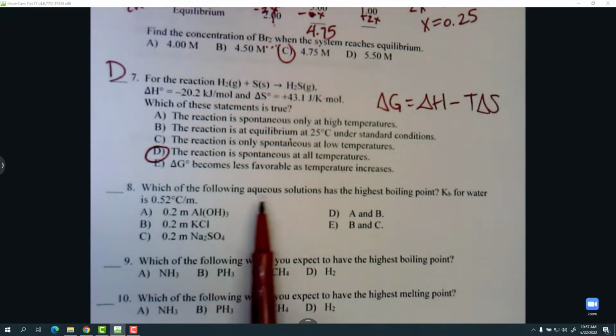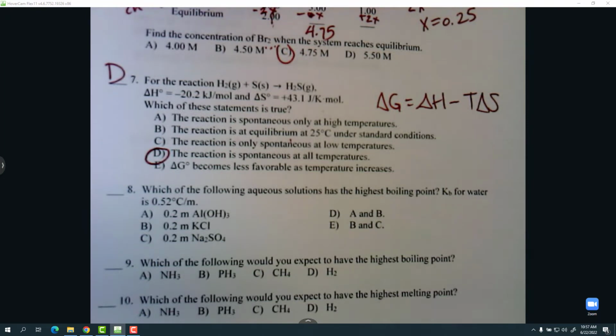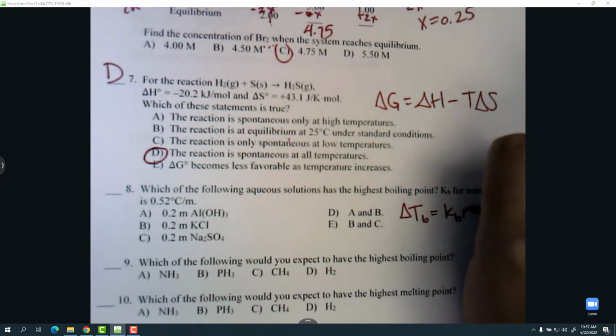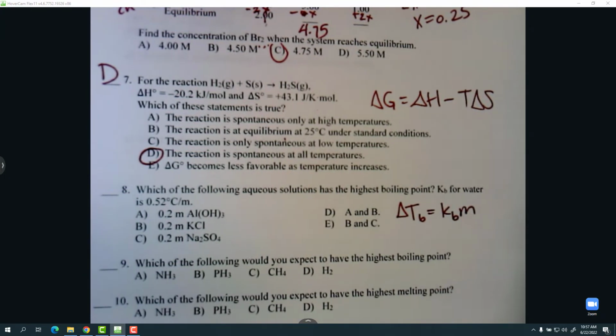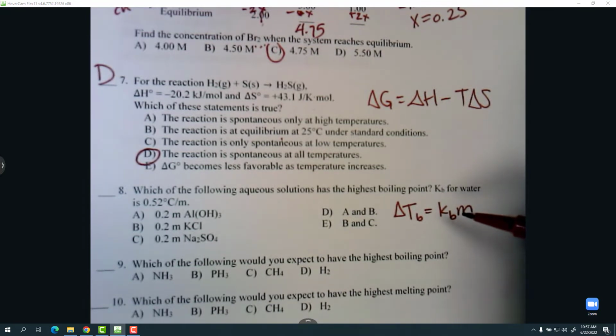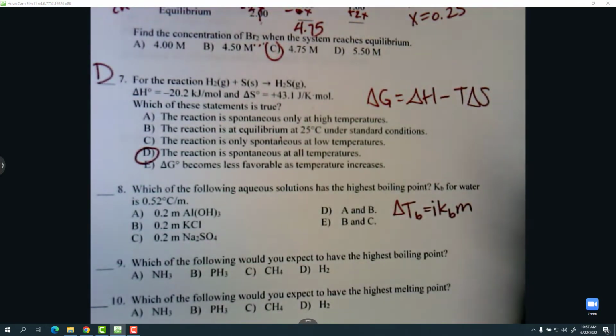All right, which of the following aqueous solutions has the highest boiling point? Tells me the Kb. So if I think about this, the molality is the same and the Kb is the same for all of them. But if I look more closely, I see they're all electrolytes. They all have a metal in them. So if I look at my periodic table, I did not print a periodic table for this. Hold on, let me find myself a periodic table. Here we go.